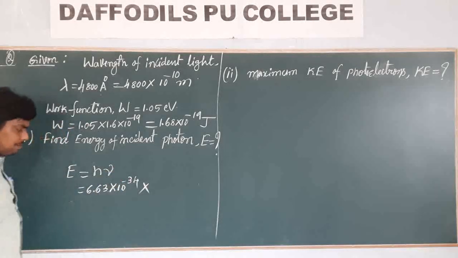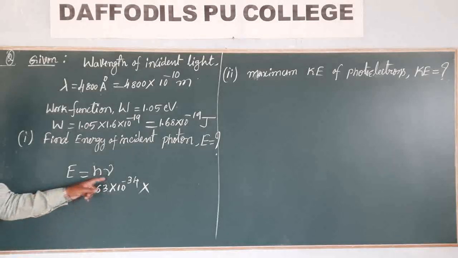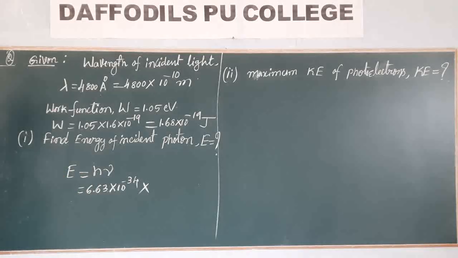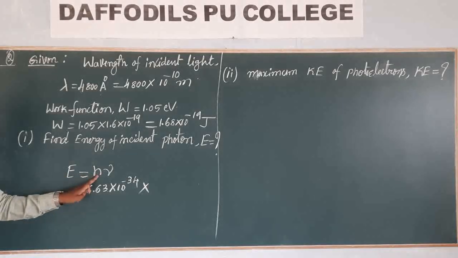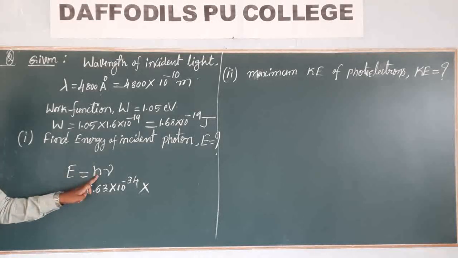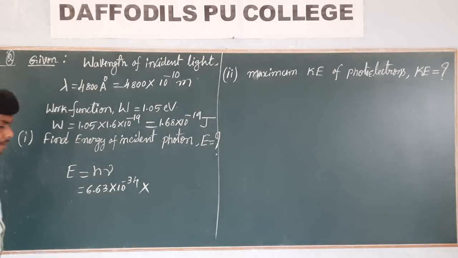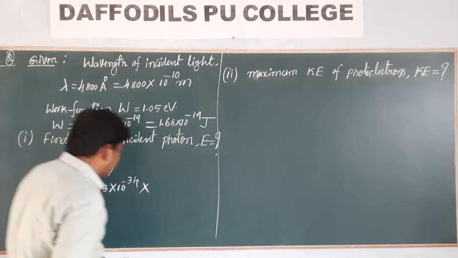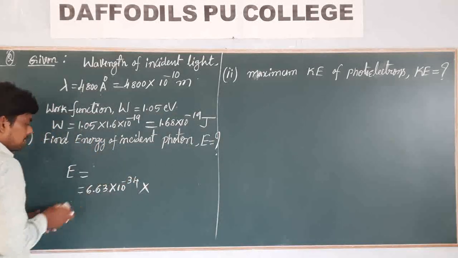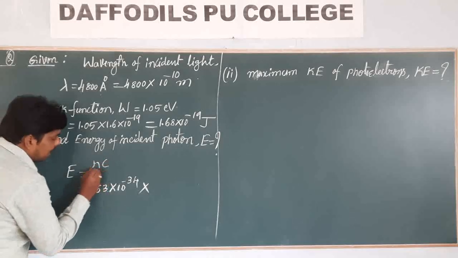Frequency: have they given the frequency value? No, they have not given it. Then is it right to use this formula? No. What we have to use is the equation in terms of hc by lambda, hc by lambda.